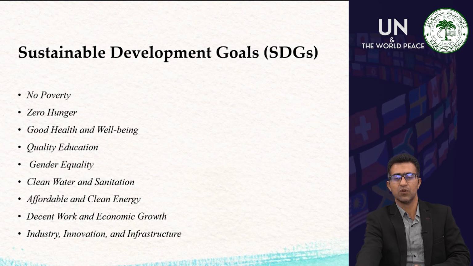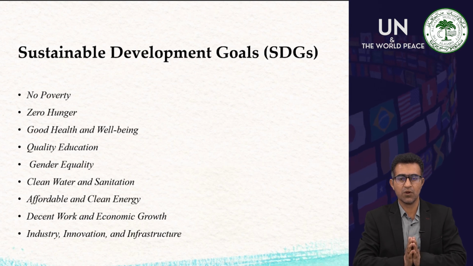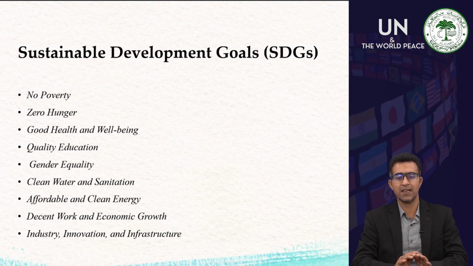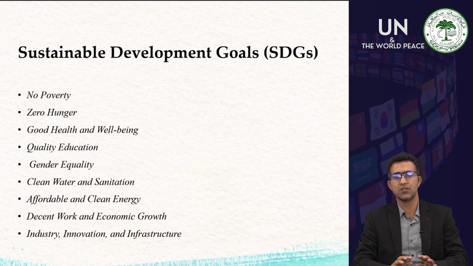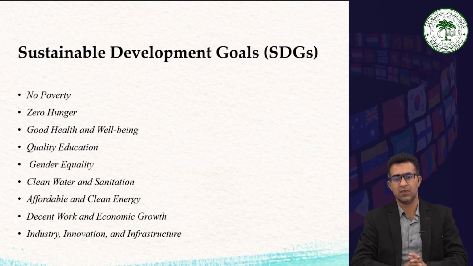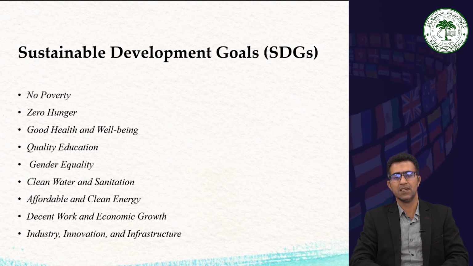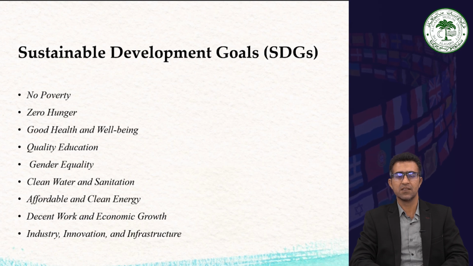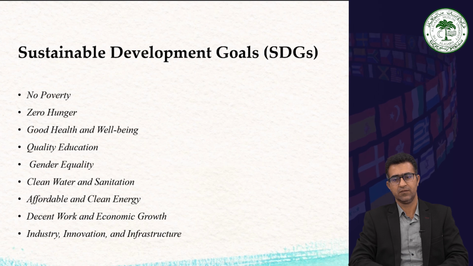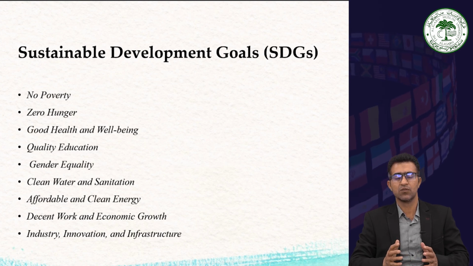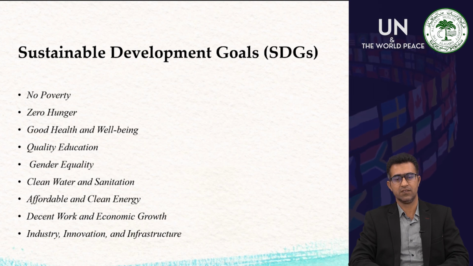The seventh goal is affordable and clean energy, which means to ensure access to affordable, reliable, sustainable, and modern energy for all. It aims to ensure universal access to affordable and reliable energy services, increase the share of renewable energy in the global energy mix, and enhance international cooperation in research and technology transfer for clean energy.